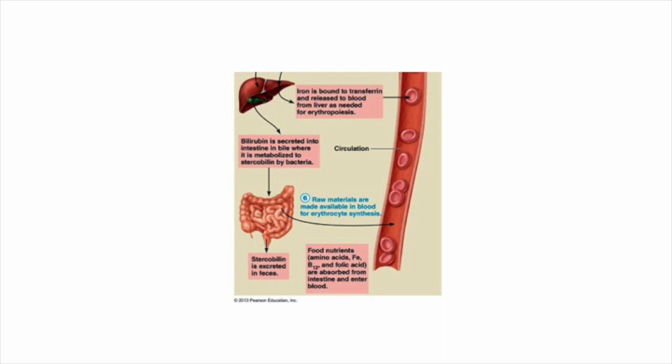And that bilirubin gets put into the bile, and then it makes its way to the intestines, where the bacteria in our large intestines will actually start to metabolize it or convert it into something else. And what they convert it into is something called stercobilin. Stercobilin comes out when you defecate, and it is what is responsible for making your poop brown. So your brown-colored poop is a result of the destruction of your erythrocytes.